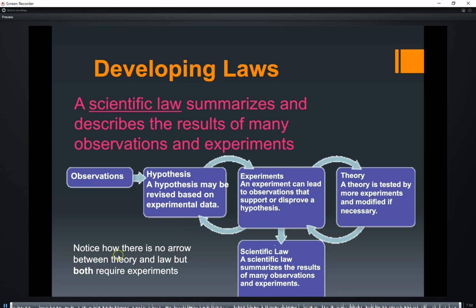However, let's note here, I have it here in the white, a theory does not become a law, and a law does not become a theory. There isn't an arrow that jumps between the two, but the experiment can become a theory, and the experiment can become a law.